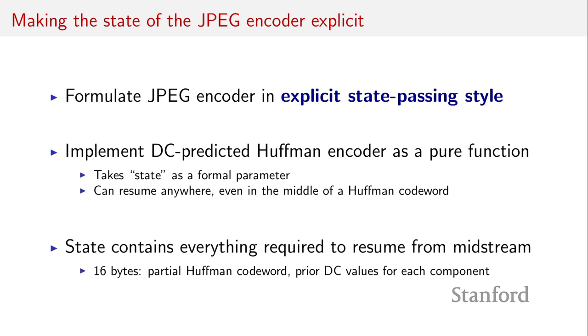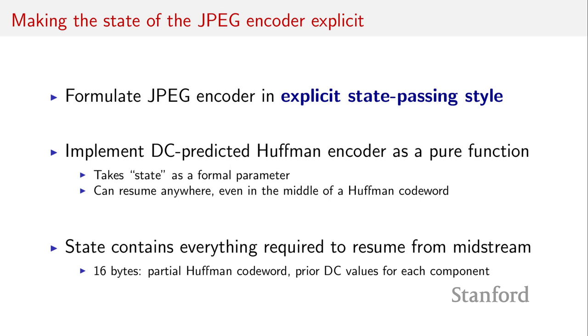And then we implemented it as a pure function with no side effects. So there's a state object that evolves byte by byte as it's writing out the JPEG file. And then once you have that state object, you can resume from anywhere, even in the middle of a Huffman code word. So a Huffman code word could be 17 bits. You want to be able to resume anywhere because the byte boundary might not be lined up with it. So it turns out you can get that state down to 16 bytes.